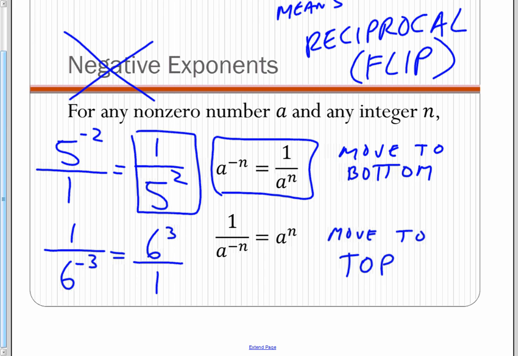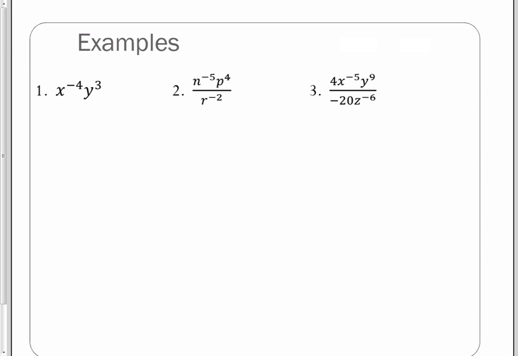Why doesn't the exponent stay negative? Because this is just a designation that means I'm a reciprocal. This is saying I'm a 6 and I'm not really negative 3. I'm really 6 to the 3rd, but I should be on the top. I'll show you what that means with these problems.